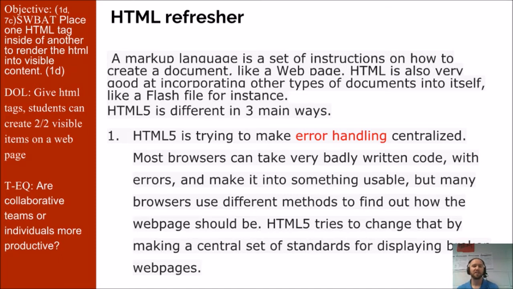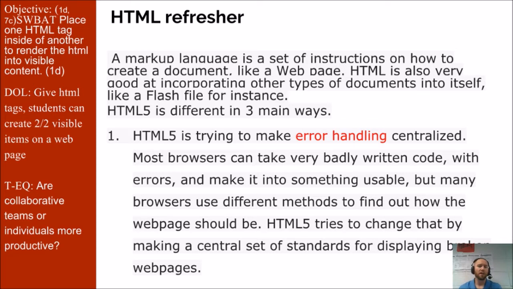A markup language is a set of instructions on how to create a document like a web page. HTML is also very good at incorporating other types of documents into itself, like a Flash file, for instance. If you remember, we briefly talked about Flash in our DRM EME lesson. So Flash is pretty hated amongst techie people, and I'll leave that up to you to find out why. But for now, let's talk about HTML5.